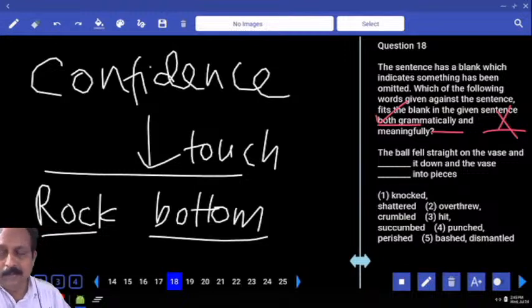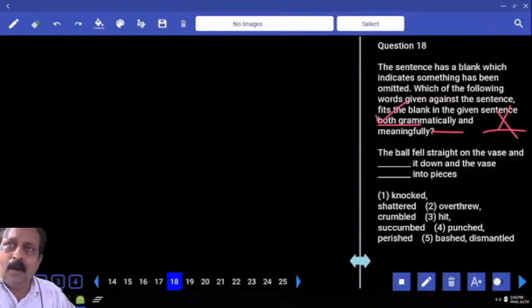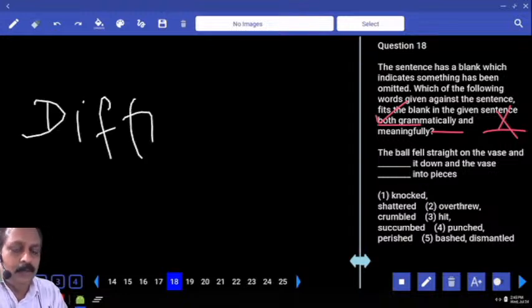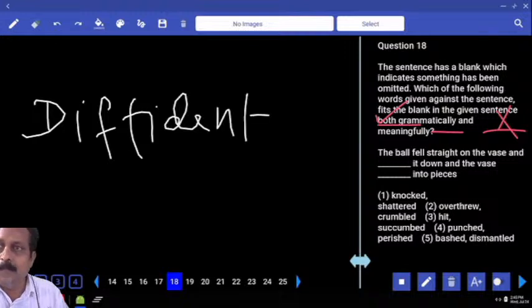Shall I continue? Answer my question, what is the opposite of confidence? You're all confident people. What is the opposite? Write the word diffident. Very good. Confidence, opposite diffidence. Confident, diffident. Not confident. An important word you have to know.